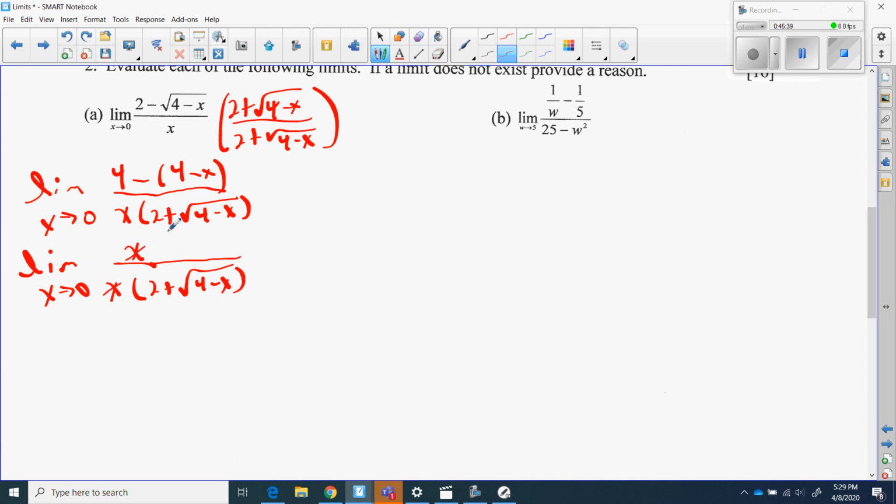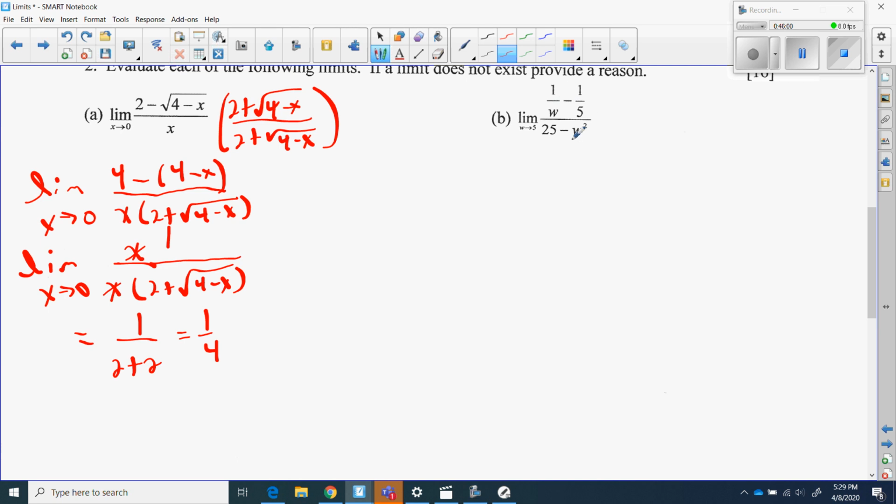Gone. There's your problem fixed because those are both zeros. X was getting close to 0. 1 left there. Now substitute 1 over 2 plus the square root of 4 is 2. Final answer, 1 over 4. That's your first one.